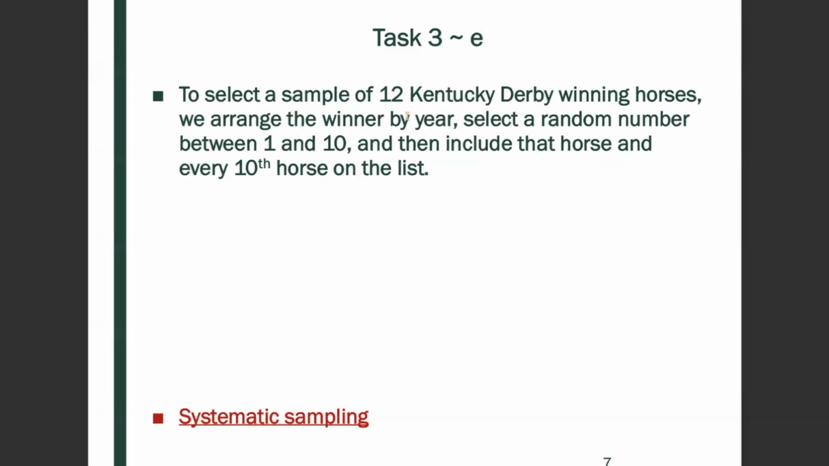To select a sample of 12 Kentucky Derby winning horses, we arrange the winners by year, select a random number between 1 and 10, and then include that horse and every 10th horse on the list. So this would be an example of systematic sampling because we take every kth, in this example K is 10. So every 10th horse on the list is selected.